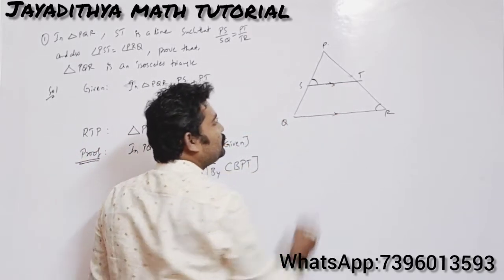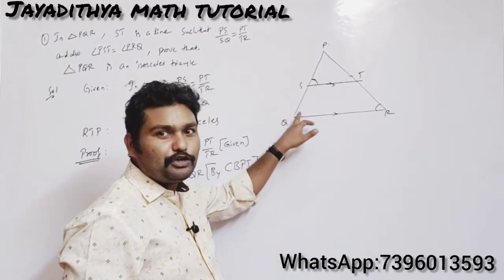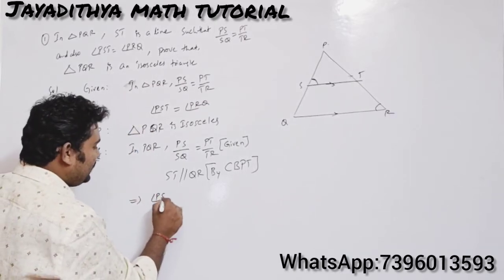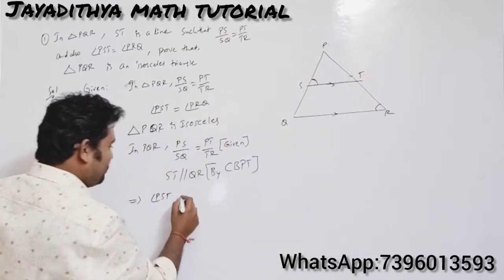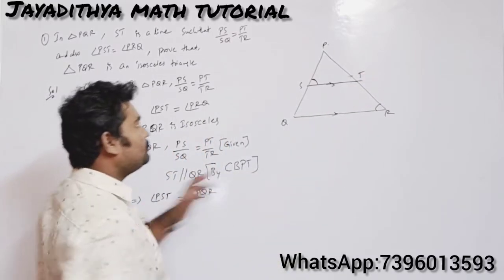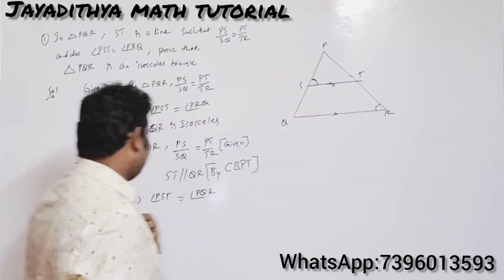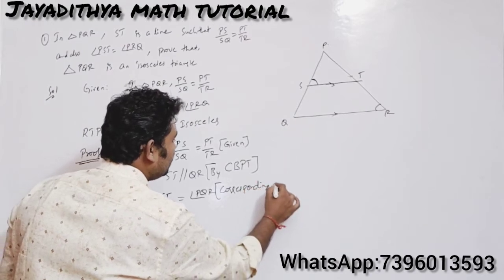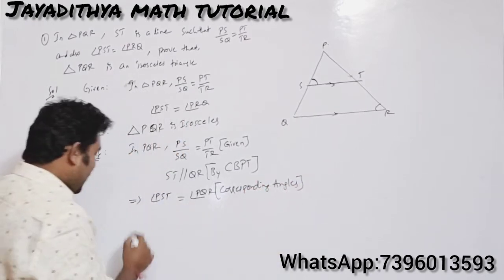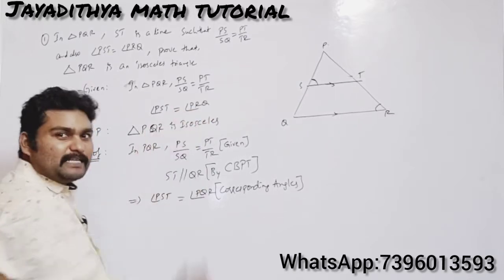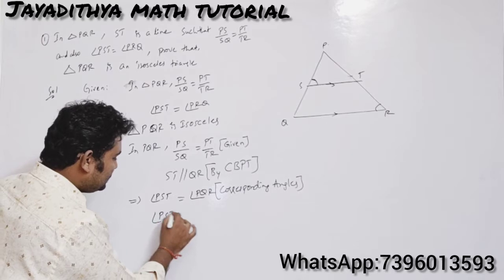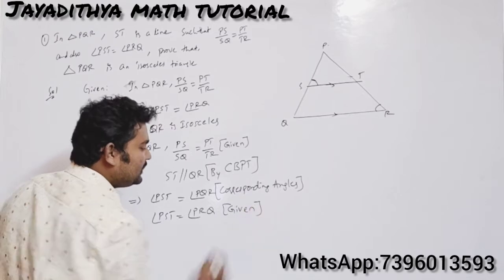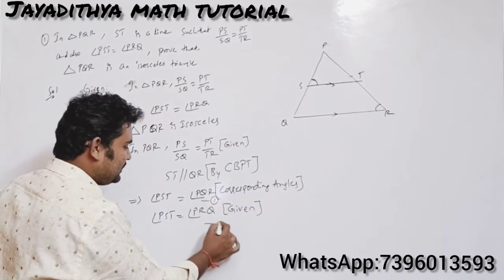And so what happens if ST is parallel to QR here? If ST is parallel to QR, then you can say that angle S is equals to angle Q. Why? Because both become the corresponding angles. Yes. So this implies angle PST must be equals to angle PQR here. These are nothing but corresponding angles. And also we know that angle PST is equals to angle PRQ, which is again given information. If you take the first as equation 1 and this as equation 2.